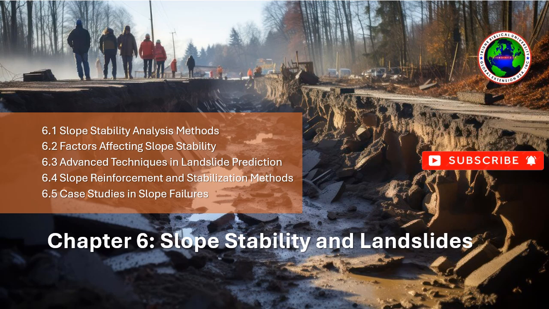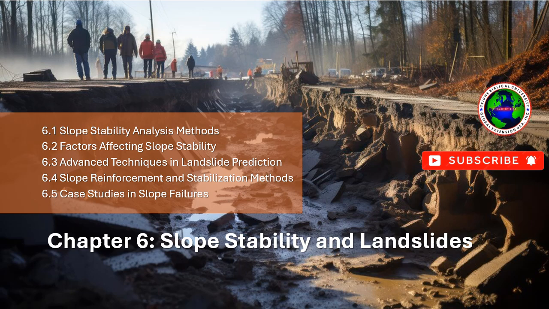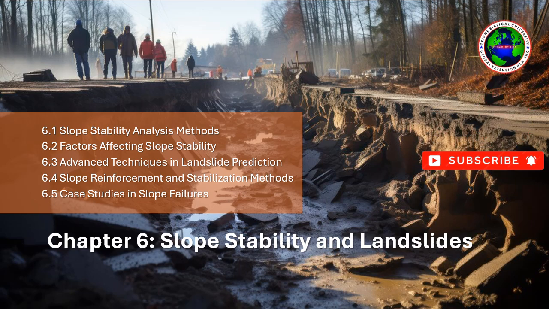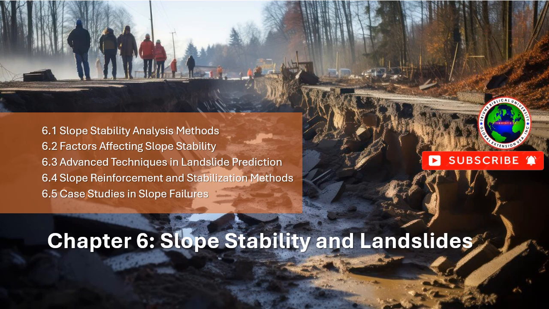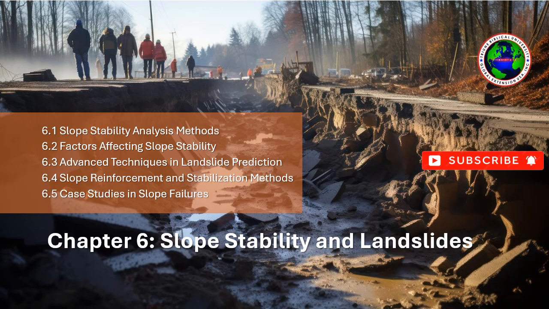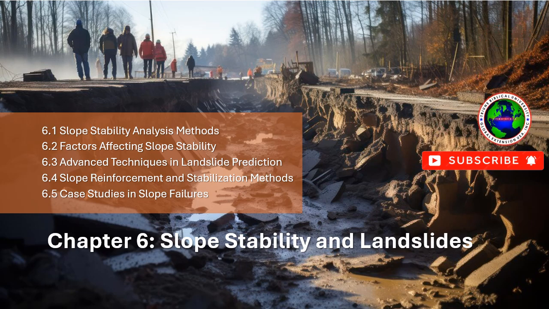6.5.5 The 2014 Oso landslide, Washington, USA. Event overview. The Oso landslide, which occurred on March 22, 2014, in Washington State, was one of the deadliest landslides in U.S. history. The landslide, which struck the small community of Oso, was triggered by heavy rainfall and underlying geologic conditions. The slide resulted in the deaths of 43 people and extensive damage to infrastructure.